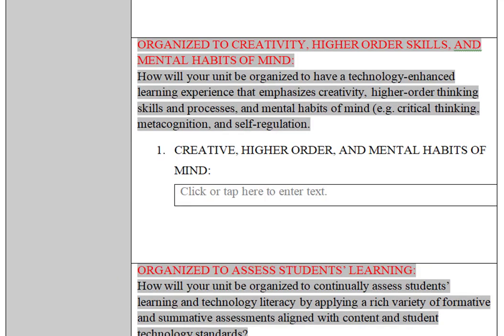You also want it to be organized to create for creativity, higher order skills, and mental habits of mind. So, how will your unit be organized to have a technology enhanced learning experience that emphasizes creativity, higher order thinking skills and processes, and mental habits of mind? Meaning critical thinking, metacognition, and self-regulation. So, how to embed these things into your unit to ensure that students are really engaging with these higher order skills?